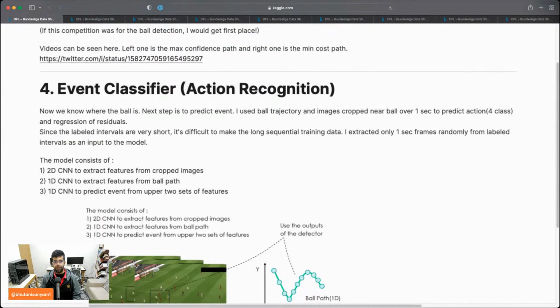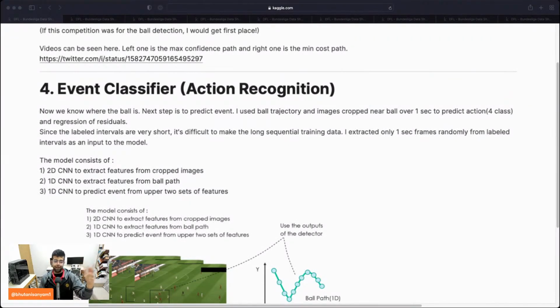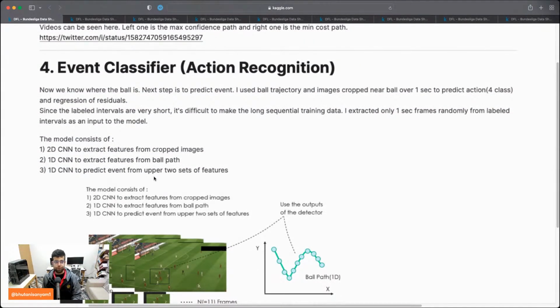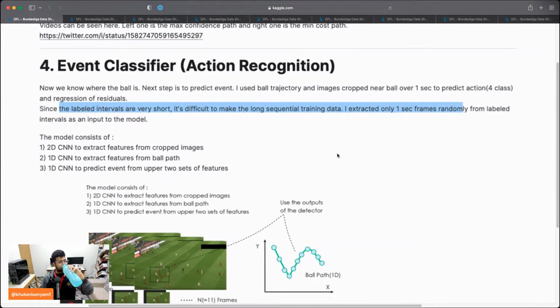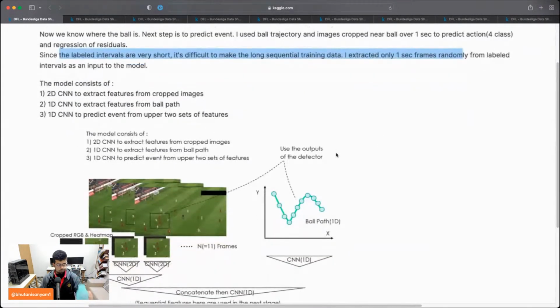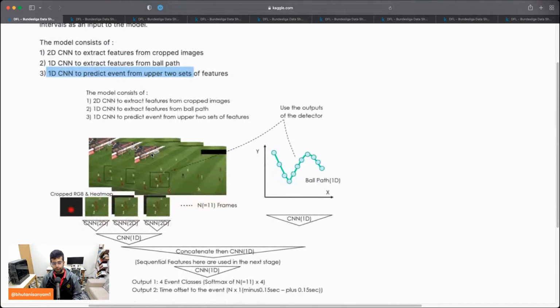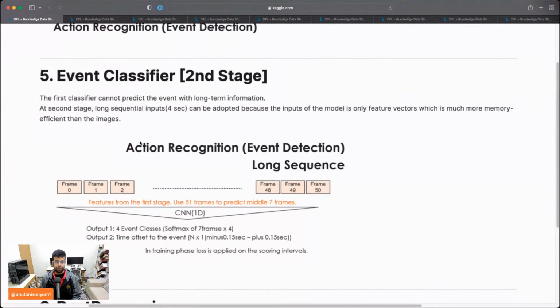After that, he performed event classification. I'm skipping some details because it's really in the weeds, but I'm just giving an overview. That's enough to be relevant, and then you can read through. So for event classification, he used the ball trajectory and images cropped near the ball over 1 second. Since the labeled intervals are short, it is difficult to make long sequential data. So he extracted only 1 second frames randomly. The model consists of a 2D CNN to extract features, a 1D CNN to extract features from the ball path, and a 1D CNN to predict the event from the upper two sets of features. He gives a very nice overview of the approach if you want to read through it.